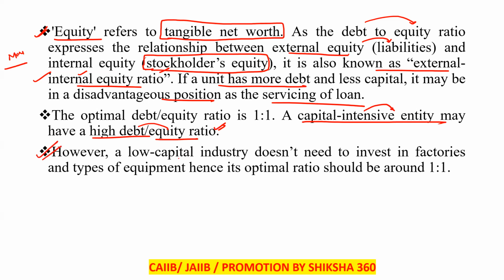However, a low capital industry does not need to invest in the factories and the type of equipment. Hence, its optimal ratio should be around 1:1.